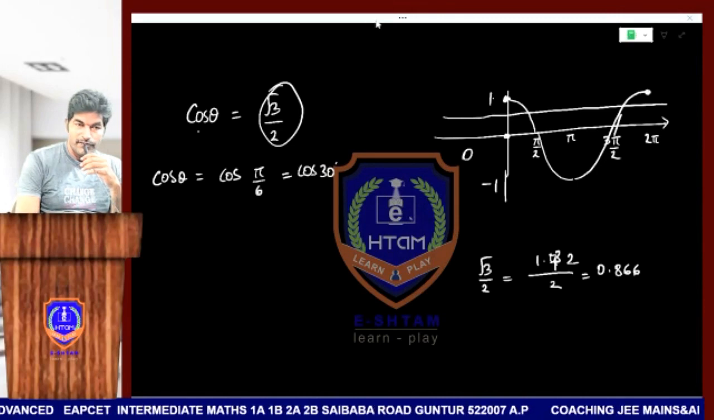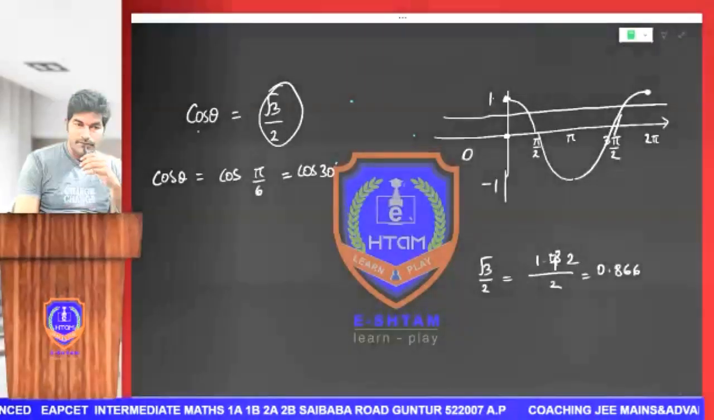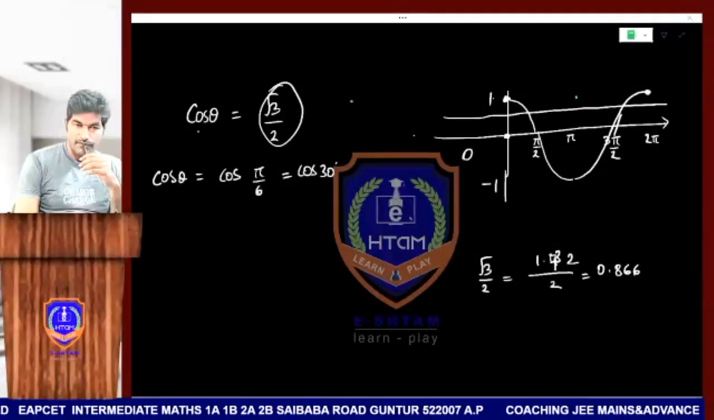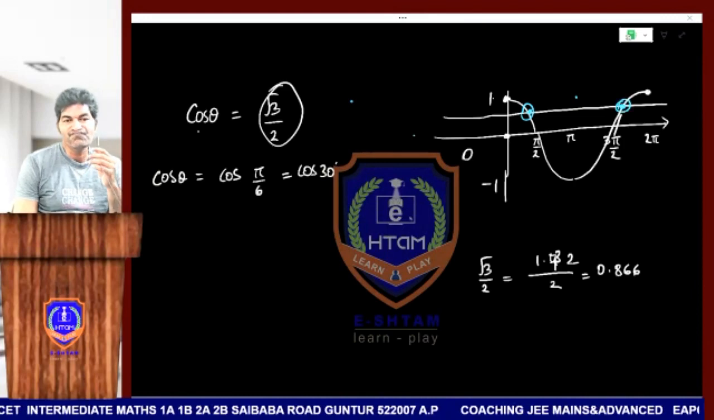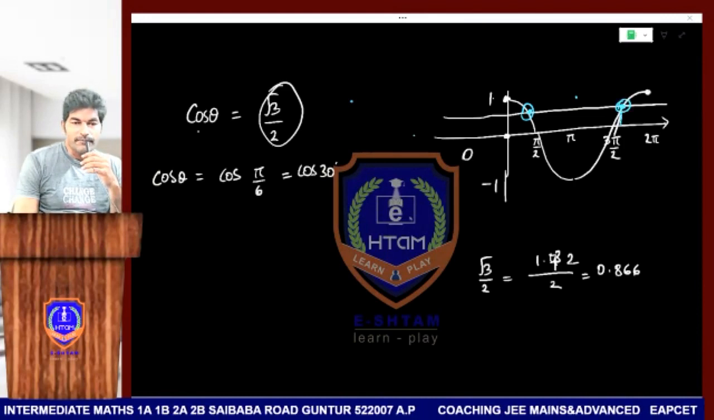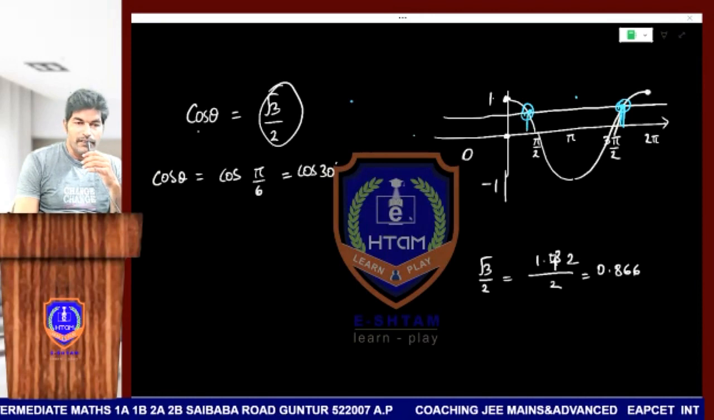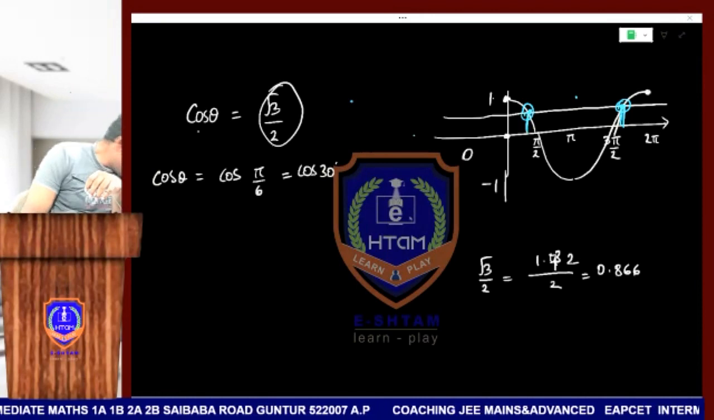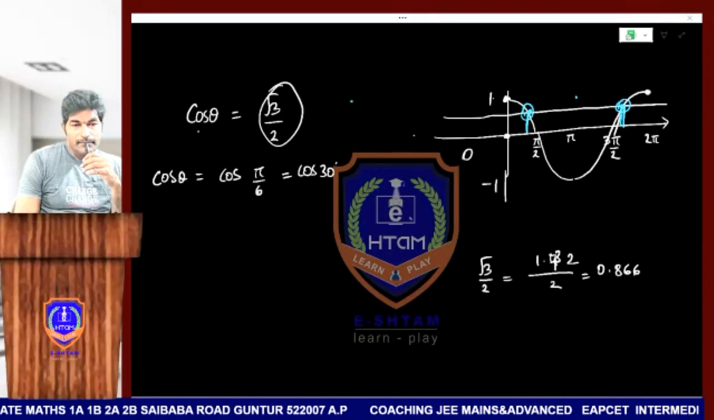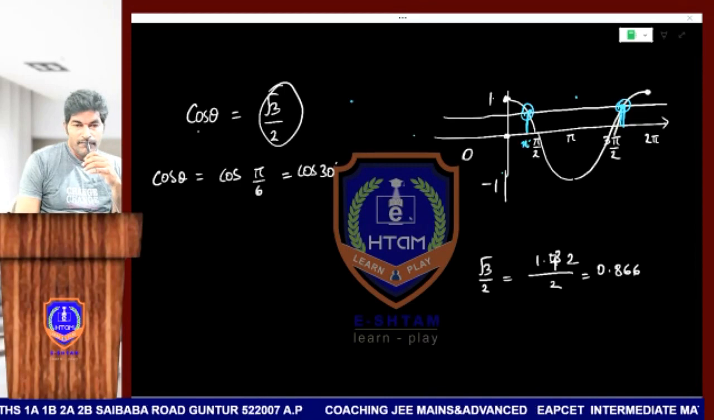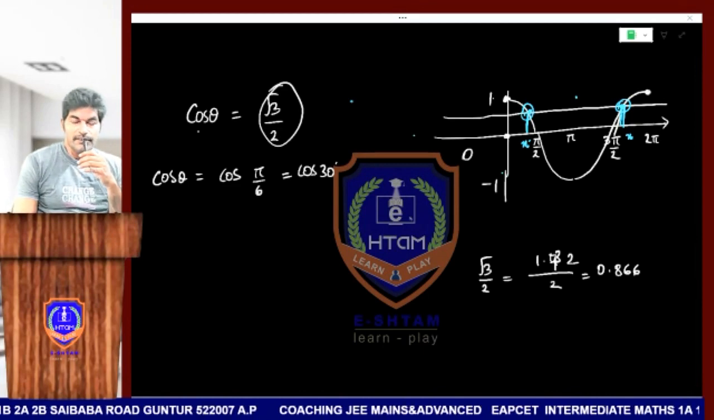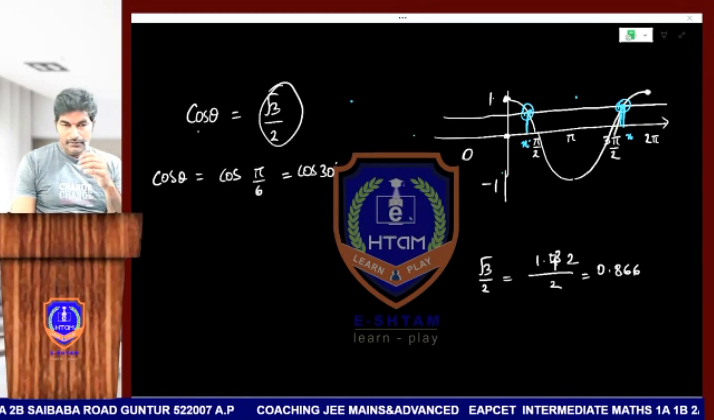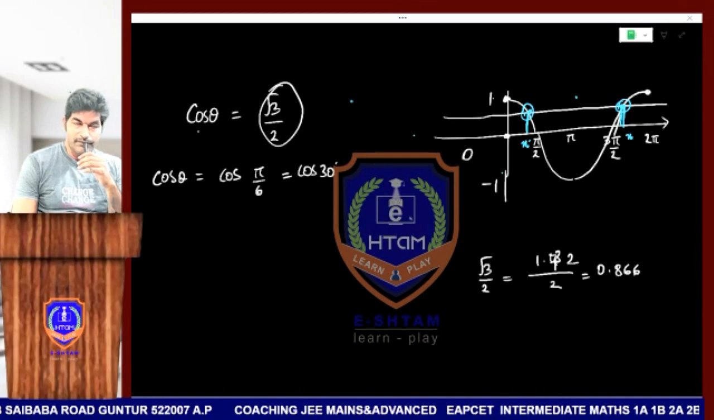So how many points of intersection do you have here? 2 points of intersection. The first point of intersection will be here, and the second one is here. So therefore, the coordinates are: the first value lies between 0 and 90, and the second value lies below 360. Below 360 means the fourth quadrant.